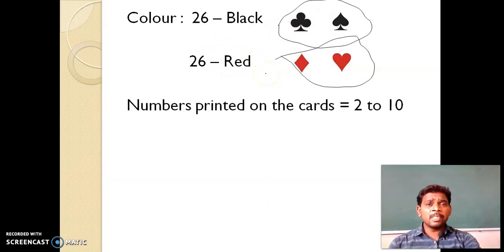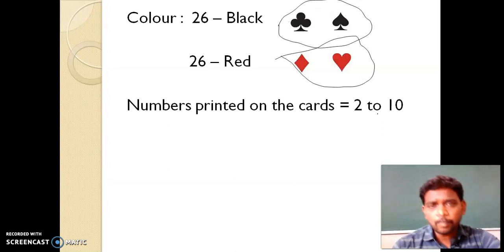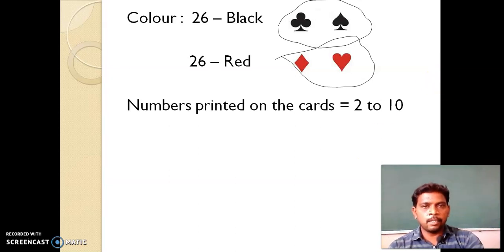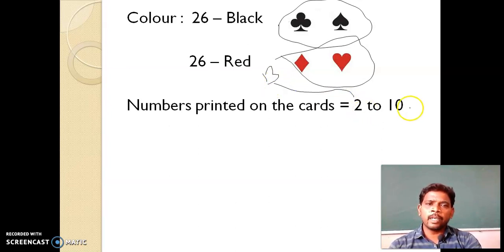Numbers 2 to 10 are also printed on the cards. According to color we can classify 26 plus 26, but in each variety, that is diamond, heart, spade and club, how many cards are there? 13 cards are available in each variety. These 13 cards can be classified like this. First, the numbers 2 to 10 are printed on the cards, so totally 9 cards are printed with a number.